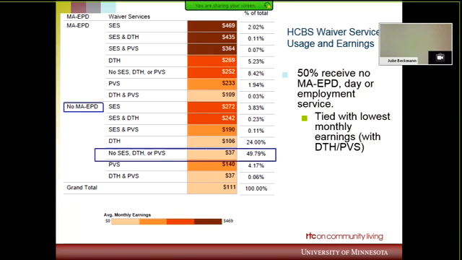And what you can see, if I draw your eye all the way to the right of that box, is almost 50% of the approximately 31,000 waiver recipients don't even receive any of these employment incentives or employment and day services. This is a prime example of a place where it was very easy for people to jump in about what this meant. This "no SES, DT&H, or PVS" at almost 50% doesn't mean, oh, why aren't those folks getting that service? That may be a question, but the assumption should not be that every one of those people should have that service.